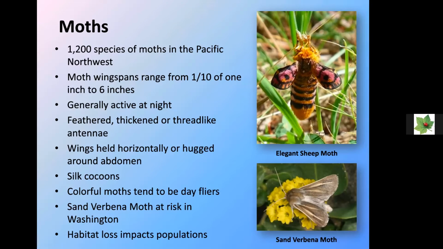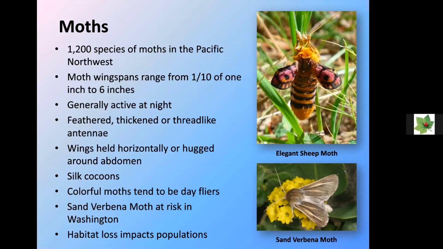Generally, they are active at night. They are feathered or have thread or thickened antennas. So it's one of the ways to be able to tell them apart from an actual butterfly. Their wings are held horizontally or hugged around the abdomen, and they make silk cocoons. Most of the more colorful types of moths, such as that elegant sheep moth, you're going to see more during the daytime versus some of the lighter colored ones, which you would see at night.